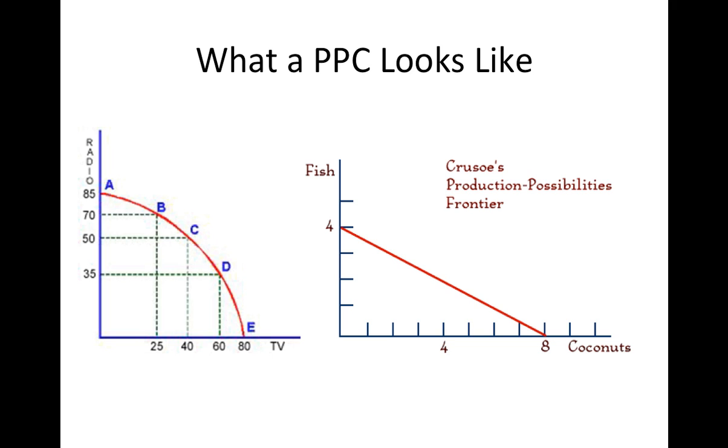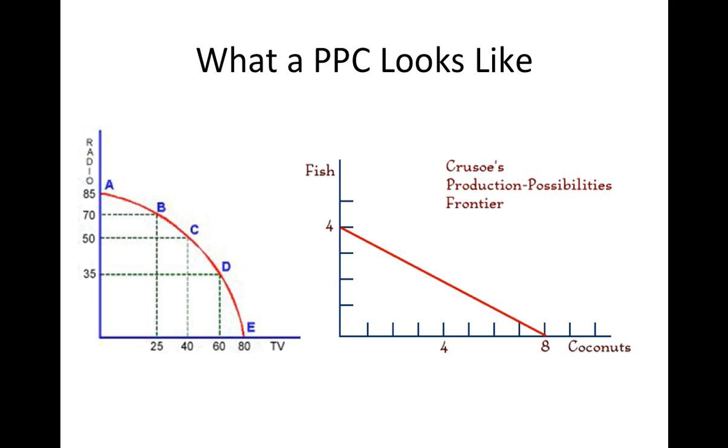Now this curve over here to the left, right, is what we call an increasing opportunity cost curve, because you can see down here at the bottom, right, we're making 80 TVs, but we're not making any radios. All right, if we're saying that these are the only 2 things we can do.